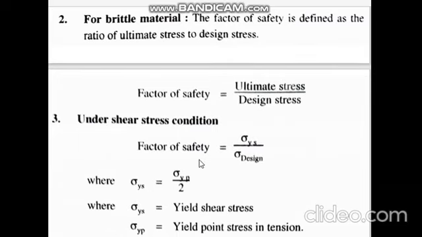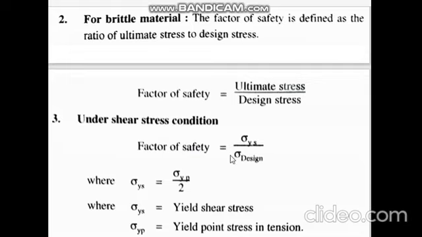And for shear stress, under shear stress conditions, factor of safety is yield shear stress upon design stress. Yield shear stress upon design stress. Okay, this is for under shear stress conditions.